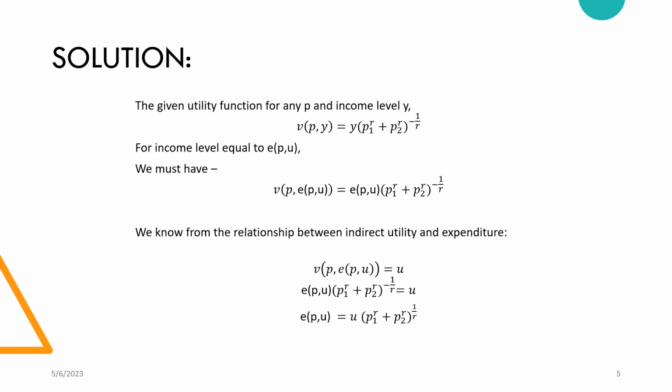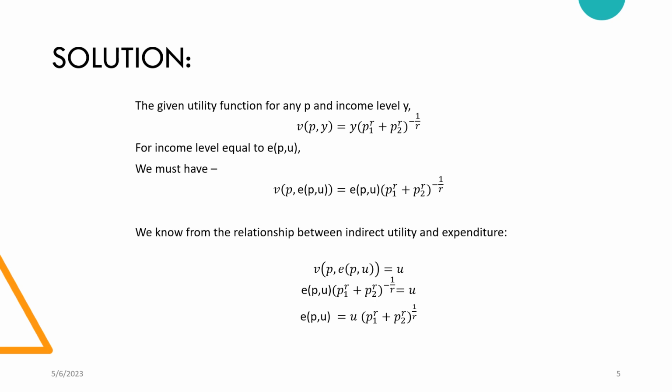So the given indirect utility function for any P and income level y is V of P, y equal to y times (P1 to the power r plus P2 to the power r) whole to the power minus 1 by r. And as we know that the income level of a consumer is equal to their expenditure, we must have V of P, E of P, u equal to E of P, u times (P1 to the power r plus P2 to the power r) whole to the power minus 1 by r. Here we substitute the income level y by the expenditure E of P, u.